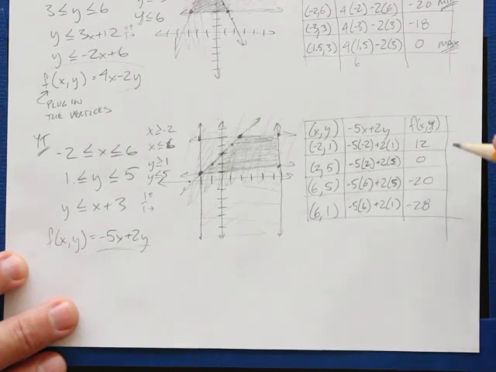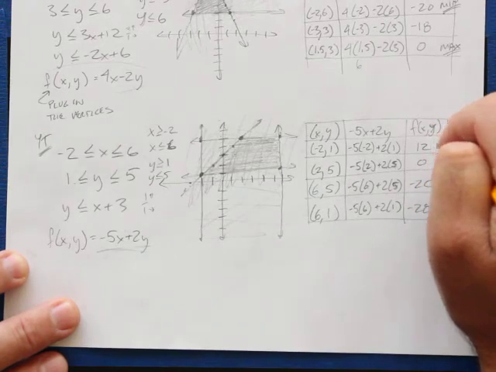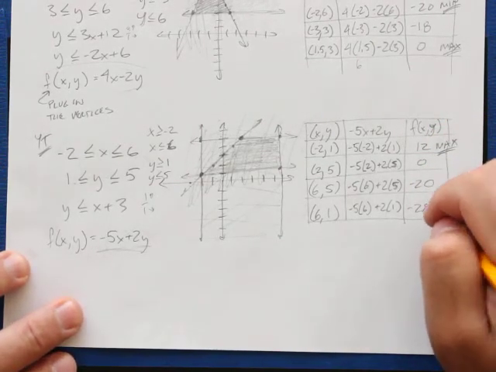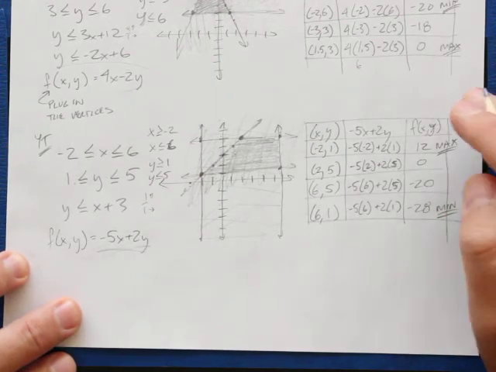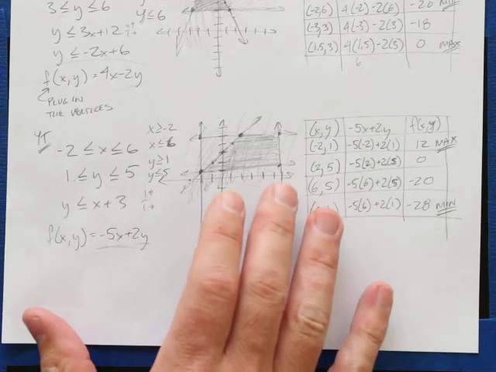So now I have to see which is the greatest, and that would be 12. That is my max. And then the least is negative 28. That is my minimum. And that is how we do that. Now let's look at an unbounded example.